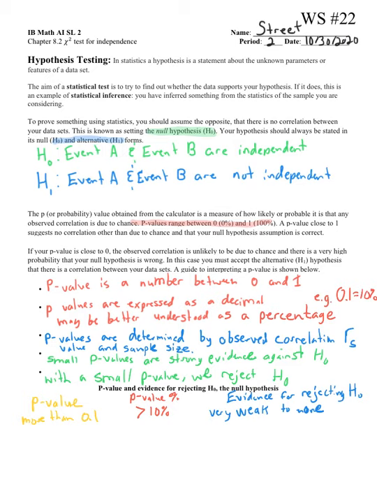You could have a p-value that is between 0.05 and 0.1, which is 5% to 10%. We'll do that in red.